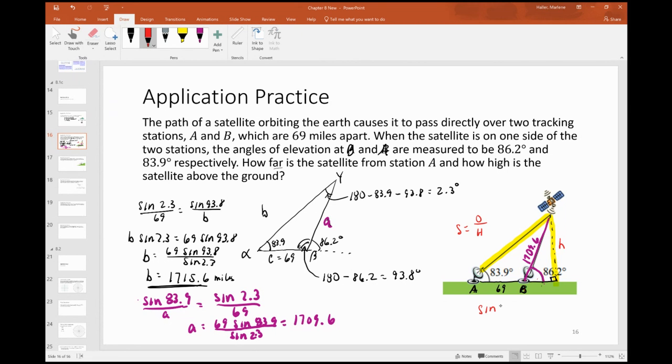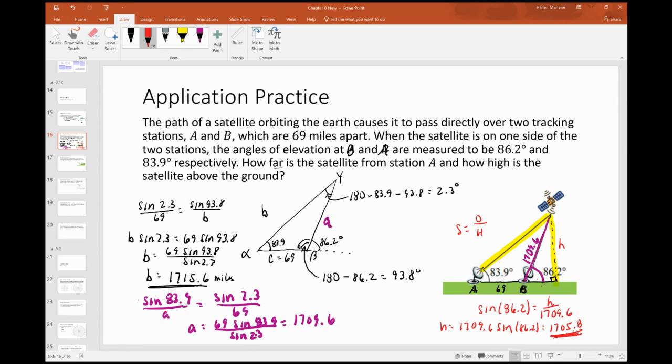So I could then say that the sine of 86.2 is equal to H over 1,709.6. Multiplying both sides by 1,709.6 gives us H equals 1,709.6 times the sine of 86.2. I'm putting that in the calculator. We see that that height is 1,705.8. All right, and that was the second piece of information we were looking for.